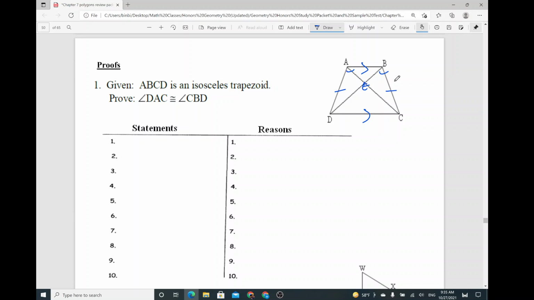So ADC and BCD. Start out with the given. ABCD is an isosceles trapezoid. The reason for this one is given. So this is an isosceles trapezoid, which means AD is congruent to BC. This one is by the definition and properties of an isosceles trapezoid.